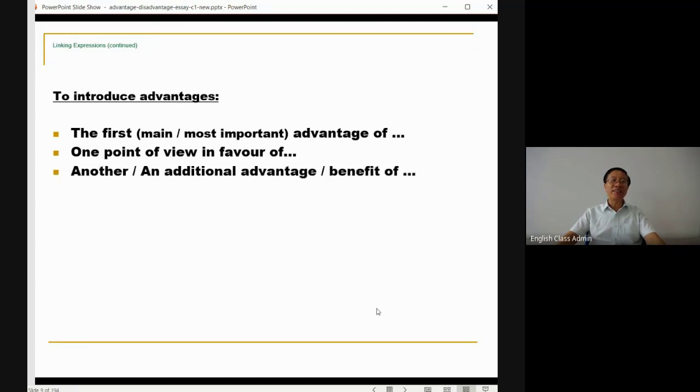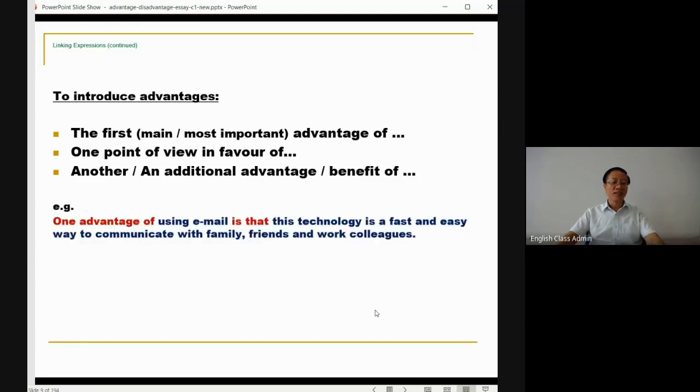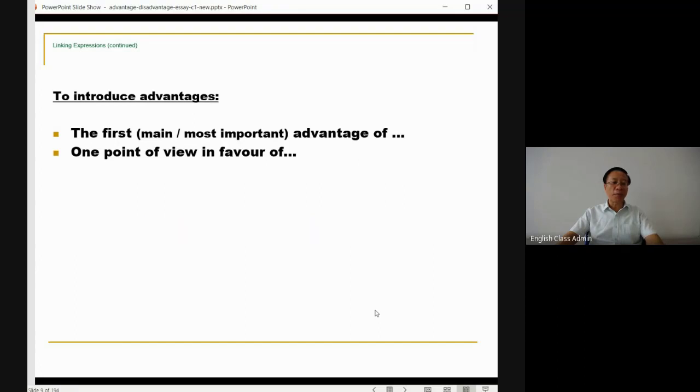If you want to give the second or additional discussion of advantage, you can say "another advantage," "an additional benefit of." And please pay attention, we have a lot of synonyms, so don't use "advantage" all the time. You can say "one point of view in favor of," or you can say "benefit." Here's one example.